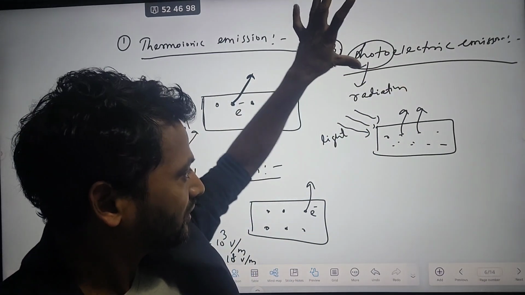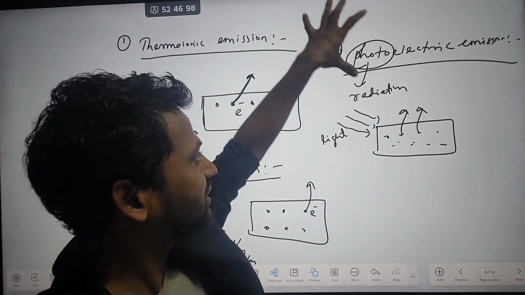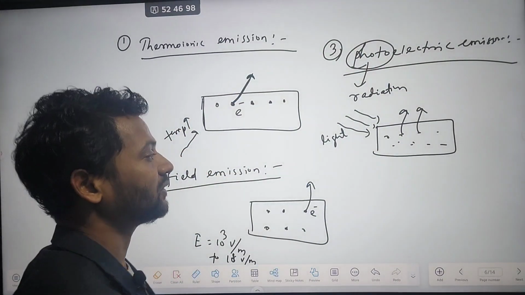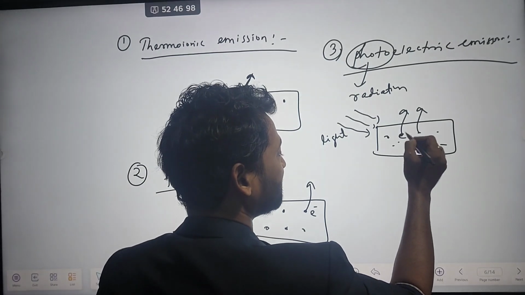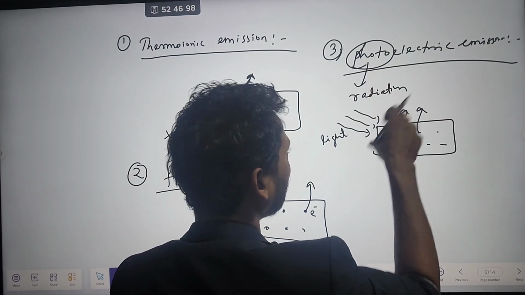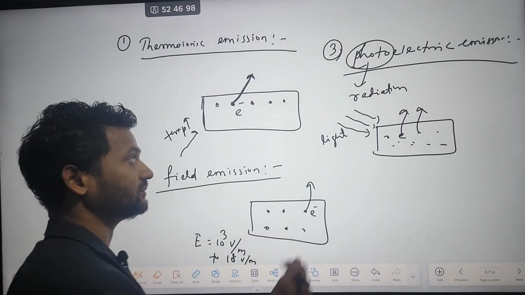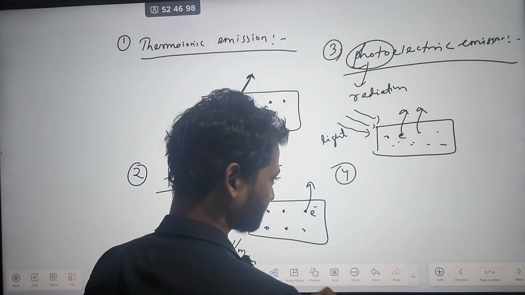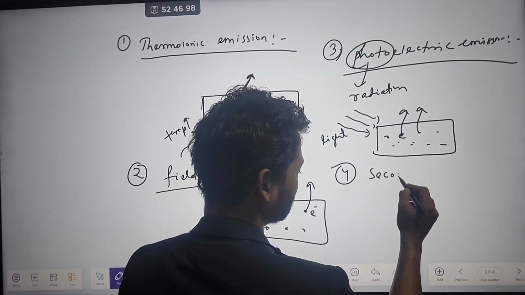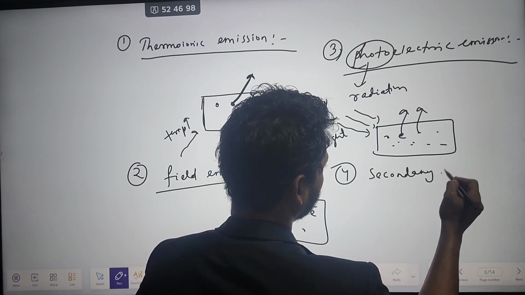That means the electron emission takes place due to the impact of light, or photon, or electromagnetic radiation. And fourth is secondary emission.